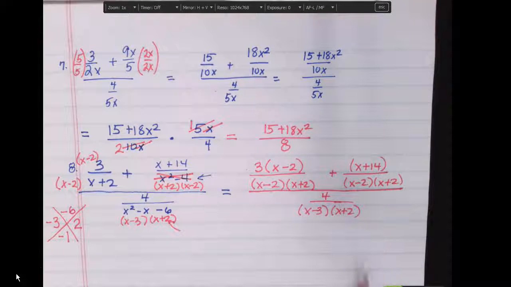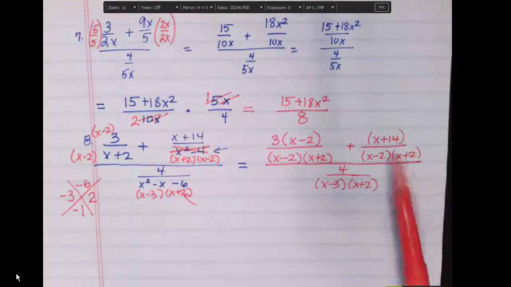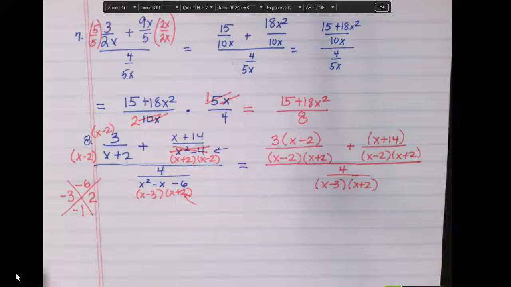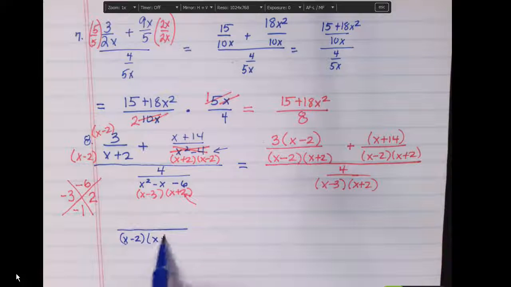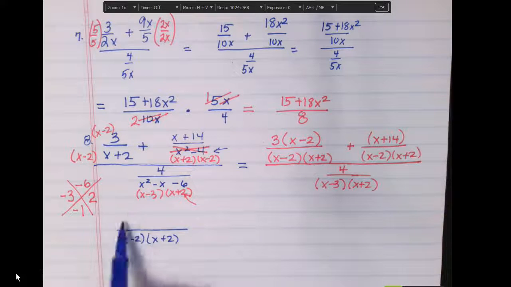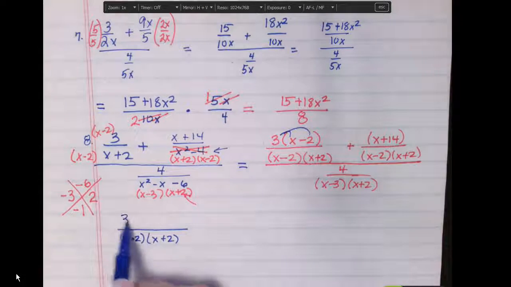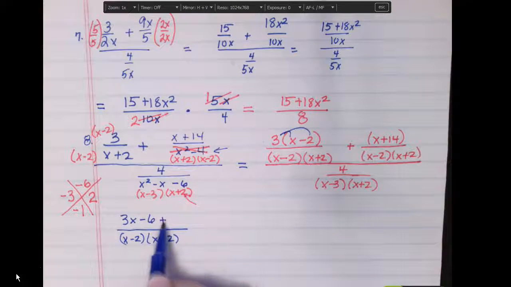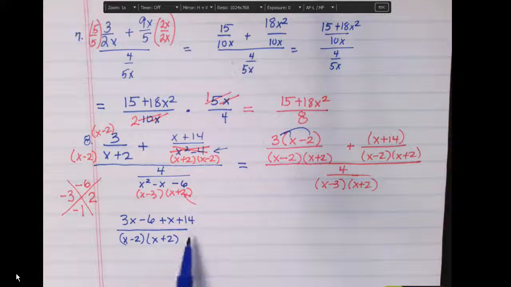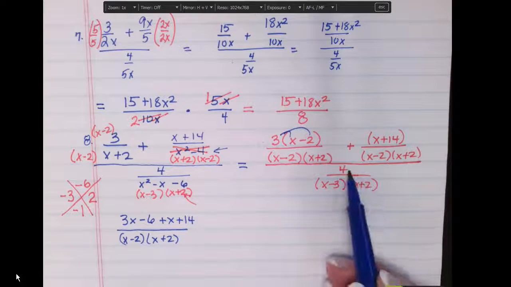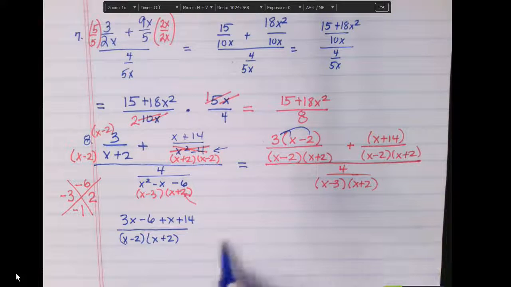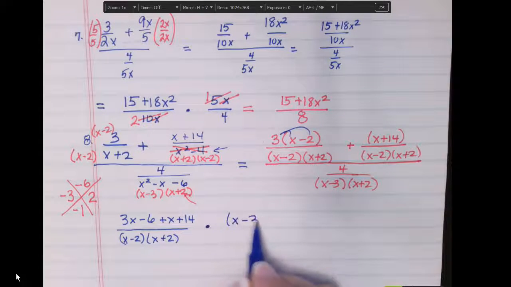Okay, so this doesn't look more simplified, but once I'm ready to add this numerator together, it will become more simplified. So let me go ahead, I'll write my denominator, and then my numerator I'm going to combine. I'm going to distribute 3x minus 6 and then plus x plus 14, and there'll be some like terms that I can combine there. And then, since I'm dividing by this fraction here, I can multiply by the reciprocal.